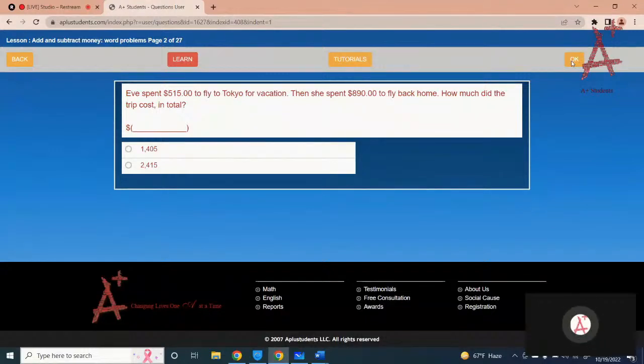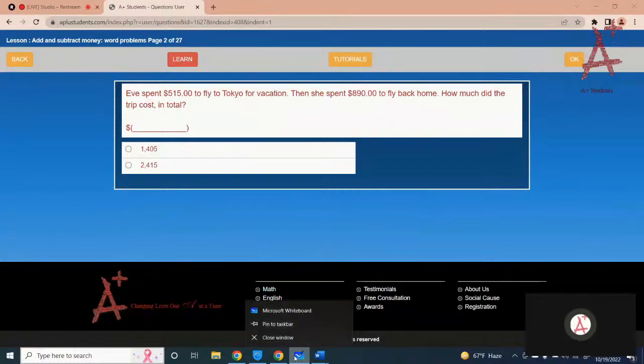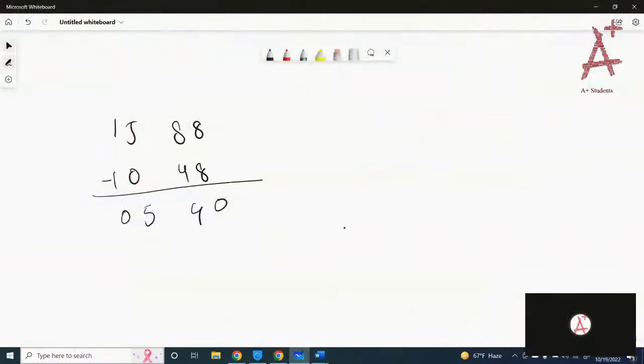Okay, the next one is Eve spent $515 to fly to Tokyo for vacation. Then she spent 890 to fly back home. How much did the trip cost in total? So you have to add them, 515 and 890. Just add them.